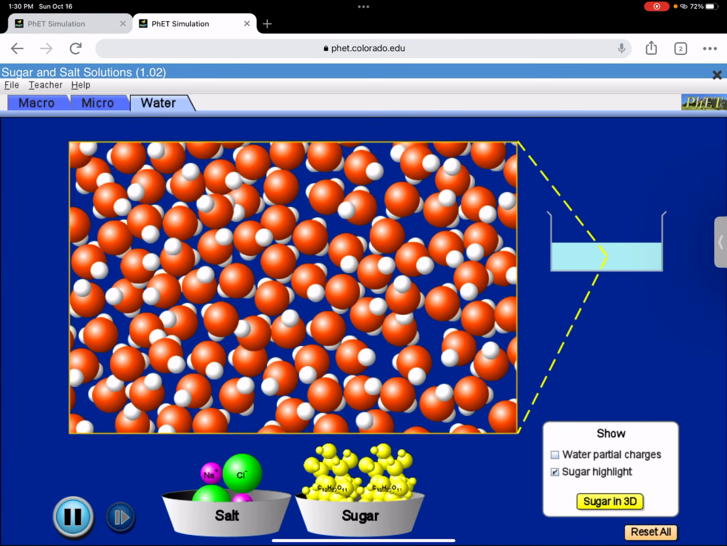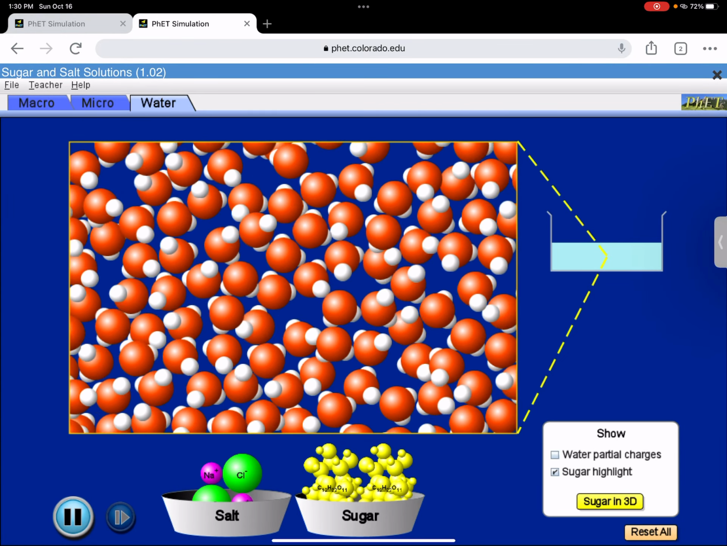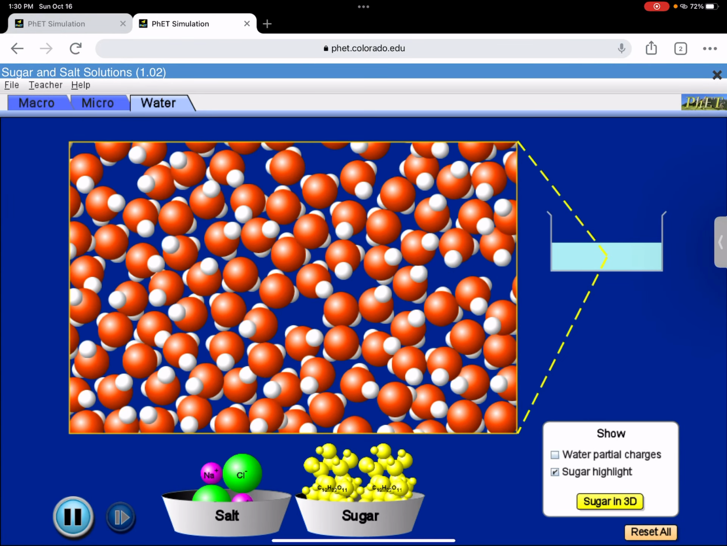So we're going to look at what happens when we make a solution. What you're seeing on the screen right now is water. You can see that the big red part is supposed to represent the oxygen and the space that its electrons are taking up. And then the two little white sections on either side are supposed to represent the hydrogens.